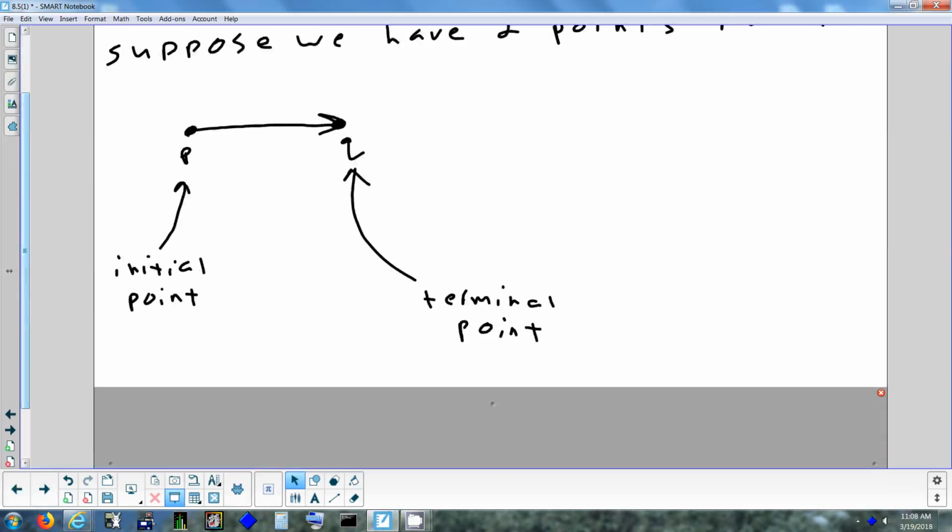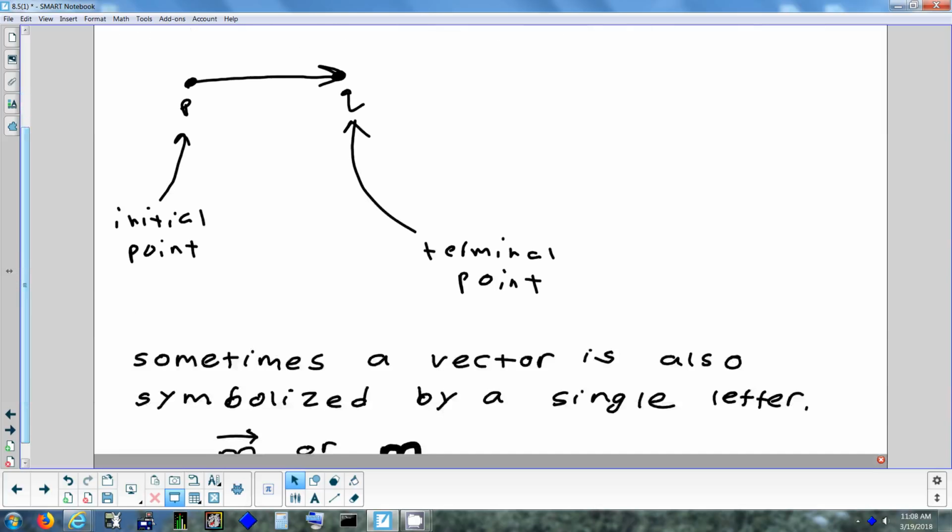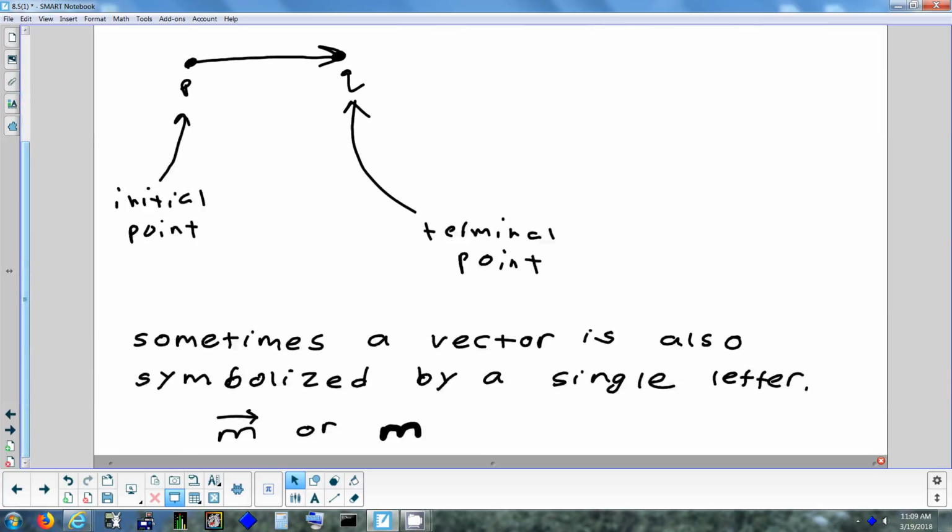So in geometry, a lot of times we call that a ray. You could use the same notation here, call this ray PQ. Or in trig, we have another way to represent it using a single letter. The problem with using a single letter is we already use letters in trig, or anything else in math. Letters are variables. So if we're going to use a letter to represent a vector, we've got to make it a little different.